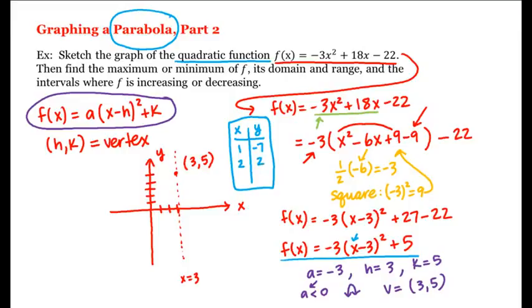So let's plot 1, negative 7. So this is negative 1, negative 2, negative 3, negative 4, negative 5, negative 6, negative 7. So 1, negative 7 will be here. And 2, 2 will be up here. And now because of symmetry, we know that 4, 2 also has to lie on our graph, as well as 5, negative 7. So our parabola will look like this.